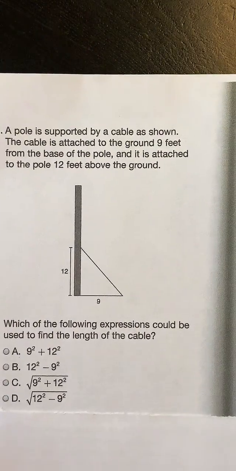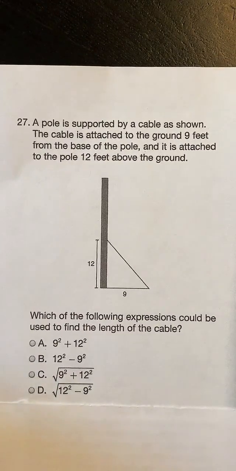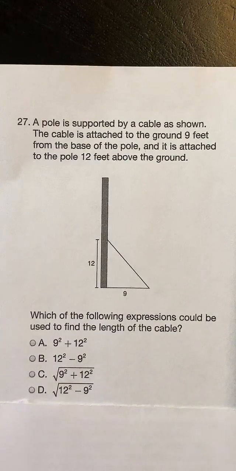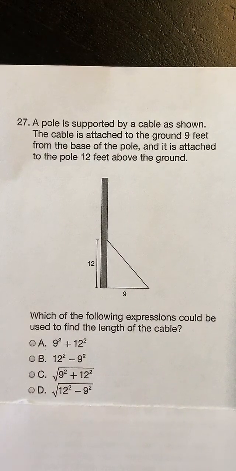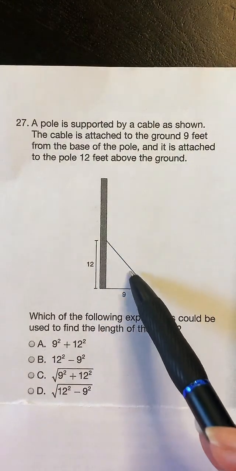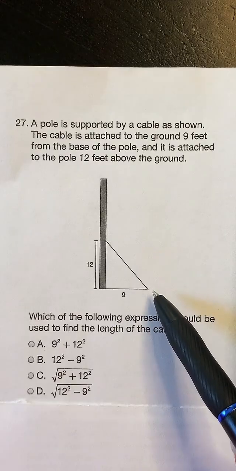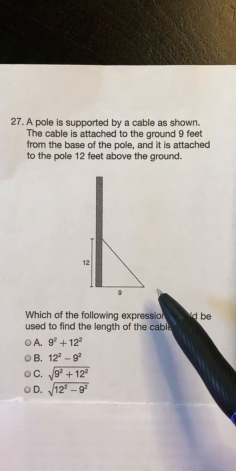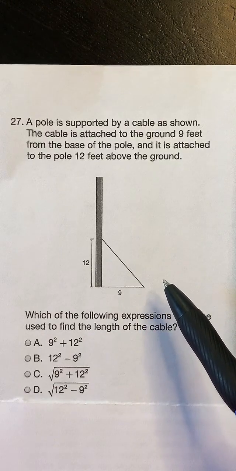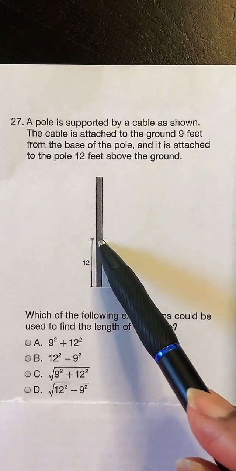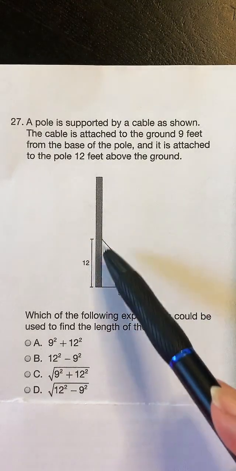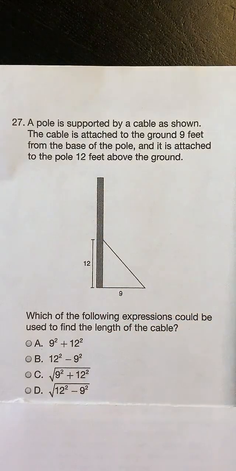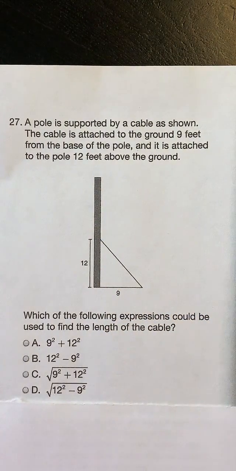All right. So here we go. A pole is supported by a cable as shown. The cable is attached to the ground 9 feet from the base of the pole, and it is attached to the pole 12 feet above the ground. Okay. This cable, just in case you may see it on the SATs, is what a guy wire is. They always use it in standardized tests, and people are like, what the hell is a guy wire? Now you know, okay? It's a cable that helps to stabilize poles or trees. That's what it's called, a guy wire.